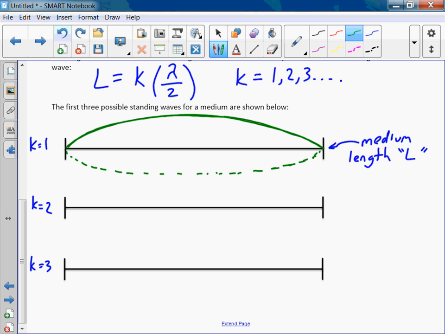Now if k equals 2, if I sub in k equals 2 into the equation, you're going to see that the 2's cancel out, so the length is equal to the wavelength. And that's what this looks like here. We get one full wave within the length of the strip, or the length of the medium.